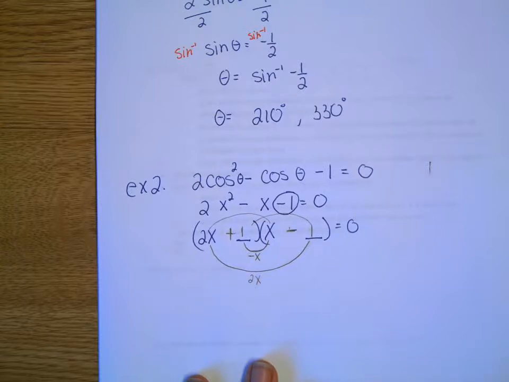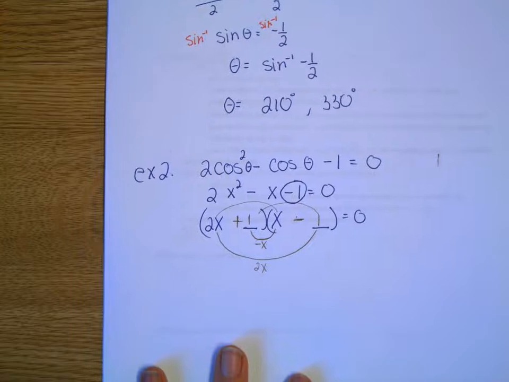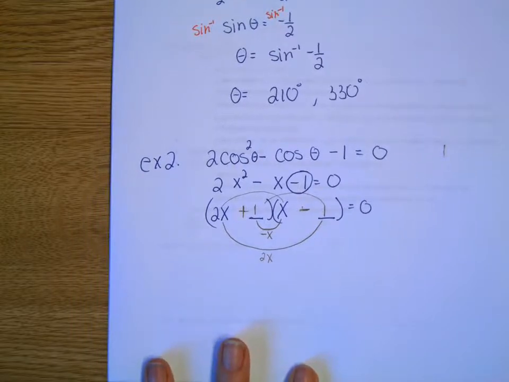And then the 2x times the negative 1. So now, factoring was not supposed to be the hard part. Okay. Never learned it. Well, we'll probably have another one in here.